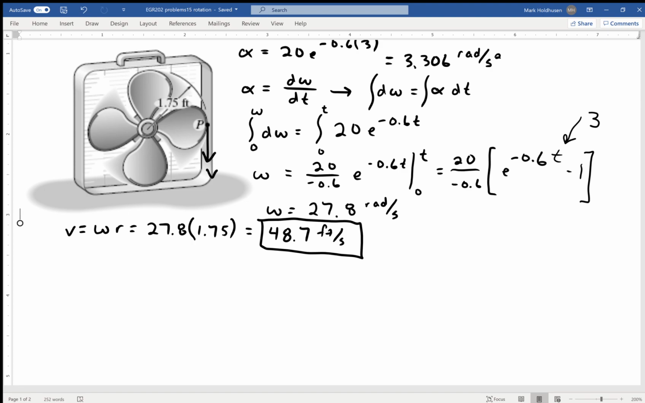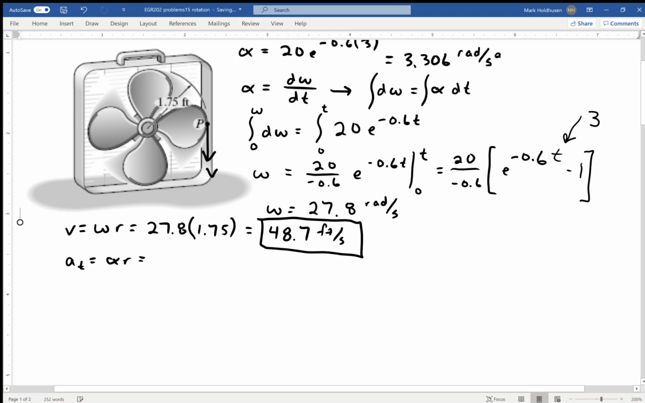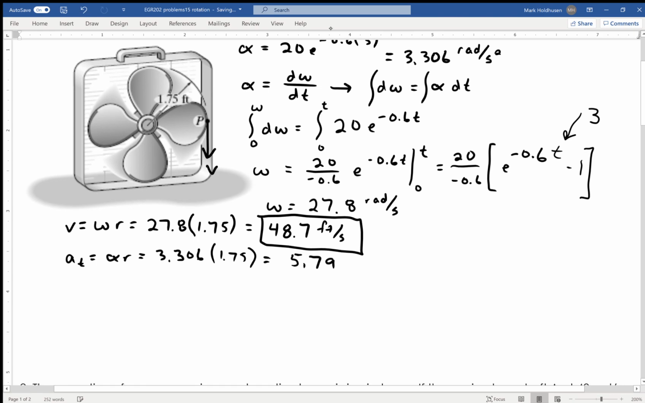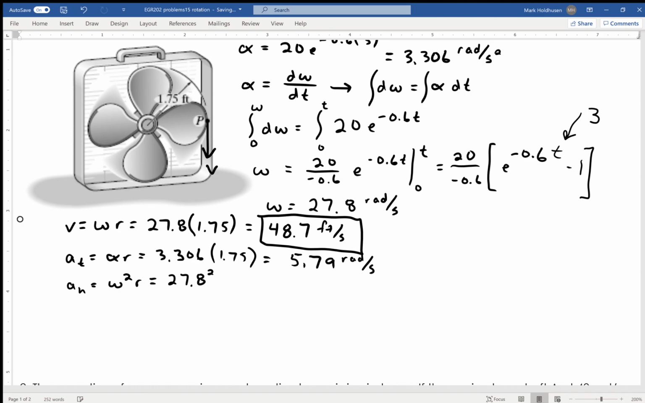Anyway, my tangential acceleration then is alpha times r. And again, alpha is 3.306 times 1.75. And again, that's going to be 5.79 feet per second squared. Okay, then I have a normal acceleration, which is equal to omega squared times r, where omega squared is 27.8 squared times r, which is 1.75, which equals 1355 feet per second squared. Excuse me on the units there.